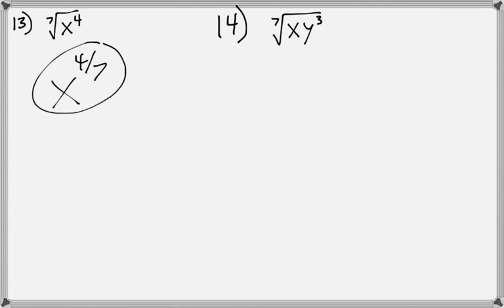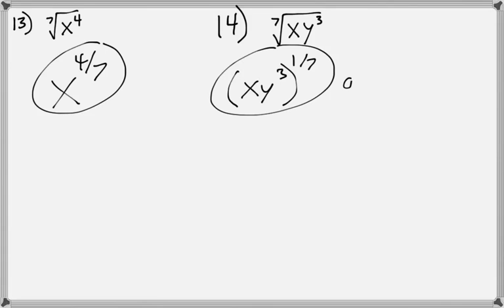With 14, the 7th root applies to both the x and the y cubed. So I can either write it like this with parentheses, or I can write it like this: x to the 1/7, y to the 3/7. So I'm applying that 1/7 and multiplying it to both the exponents that are on the x and the y.